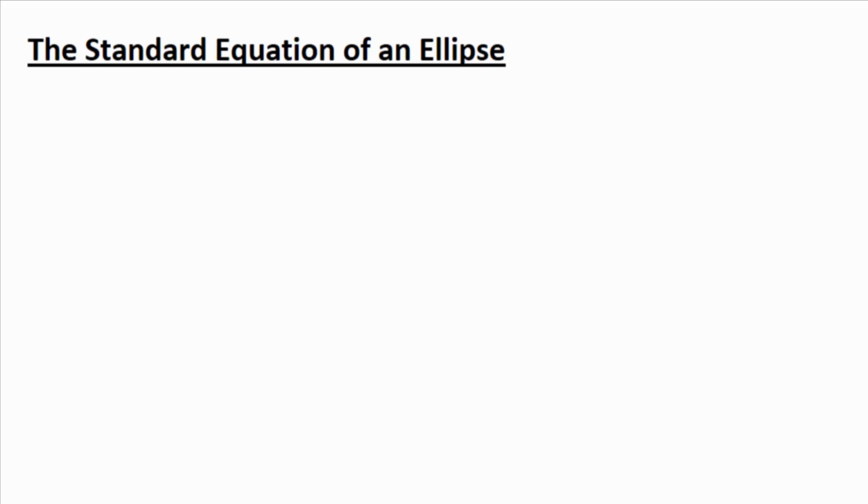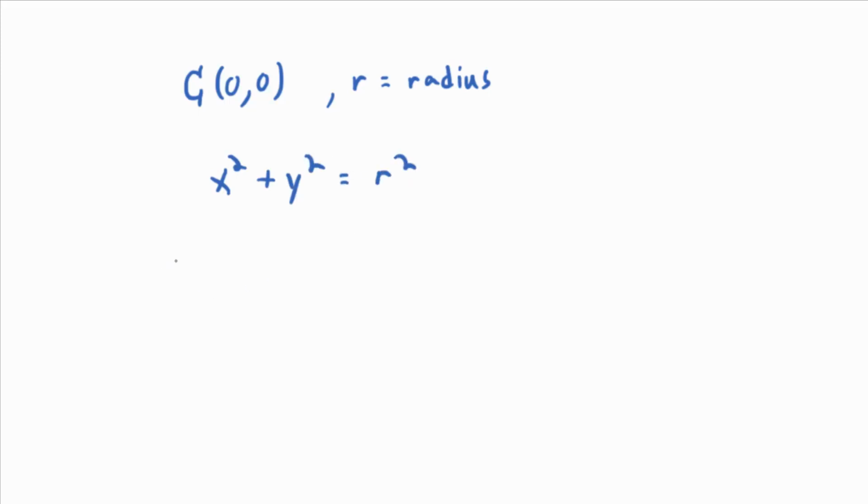Before we talk about the standard equation of an ellipse, let me develop some motivation for it. So let's suppose you have a circle with center 0, 0 and radius r. Then we could write the standard form of the equation as x squared plus y squared equals just r squared, right? Becomes pretty simple looking when the center is 0, 0.